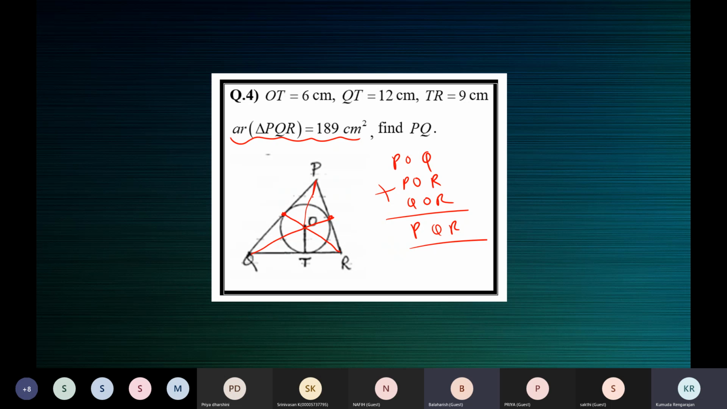Why we do this is to get the altitude. See, this is the triangle, and this will be the altitude of the triangle. Again, this is the other triangle, and this is the altitude of that triangle. And this is the third triangle. Its altitude is already known. And how do we say that OT is the altitude on QR? Because radius is perpendicular to tangent. Similarly here, radius perpendicular to tangent. So you have the base and the corresponding altitude.